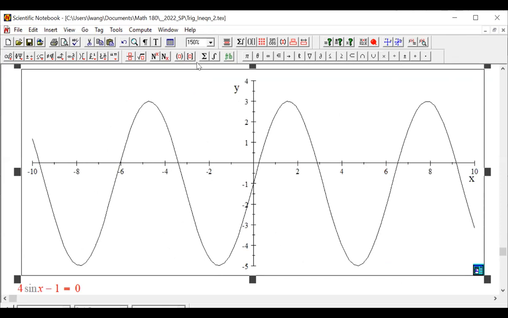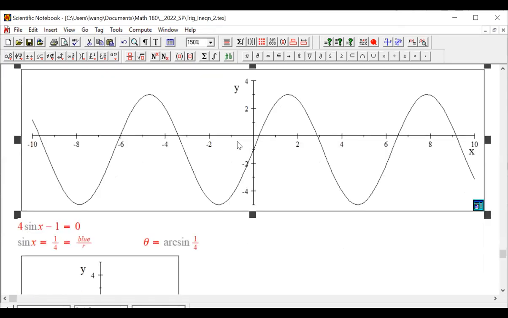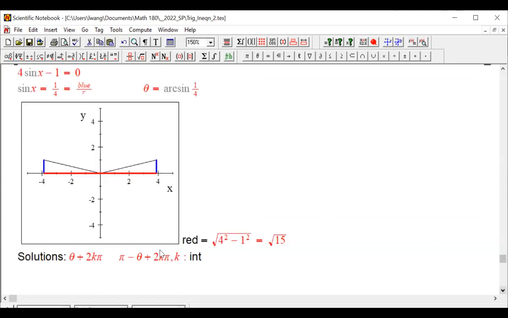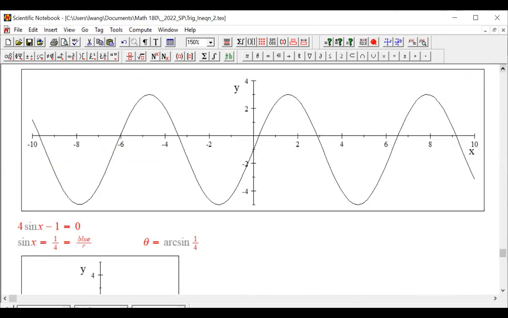How do we identify? We just identify the numbers where sign changes take place, right? This place is theta. So this much is theta. That's arc sine 1/4. This is arc sine 1/4. The arc length, plus 2k pi, right? Because these are the solutions where sign changes take place, right?